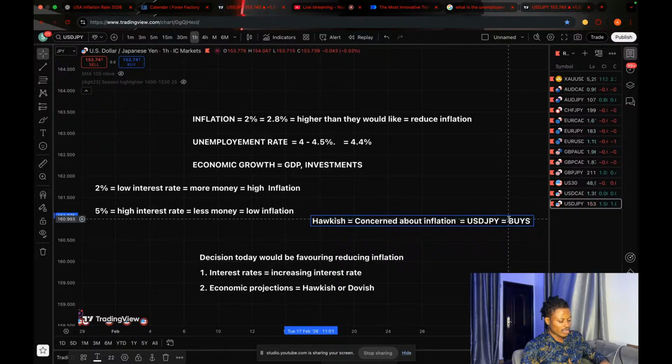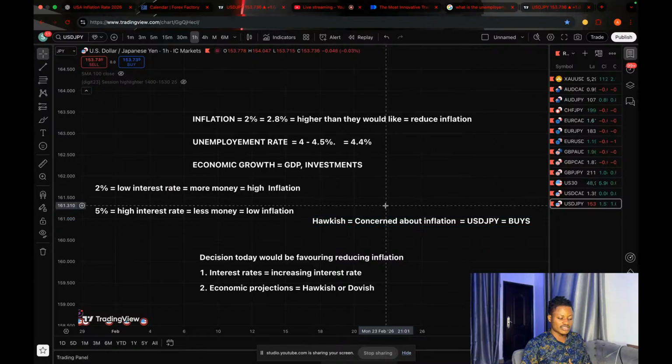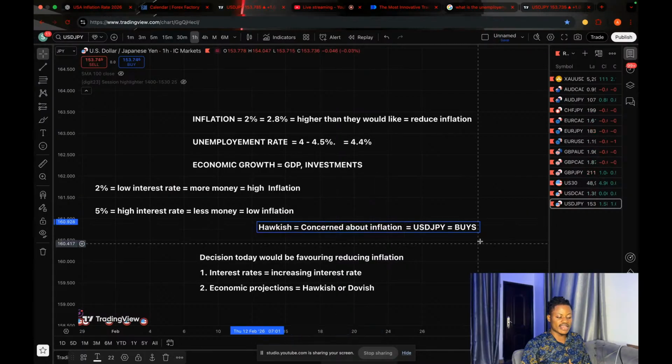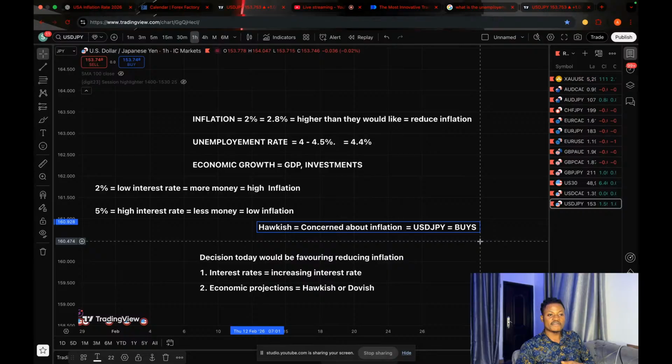Now, how much USDJPY buys is all going to be influenced by how hawkish their tone is. So if Powell comes and says, "Inflation is high, oh my God," you'll see it just keep going.